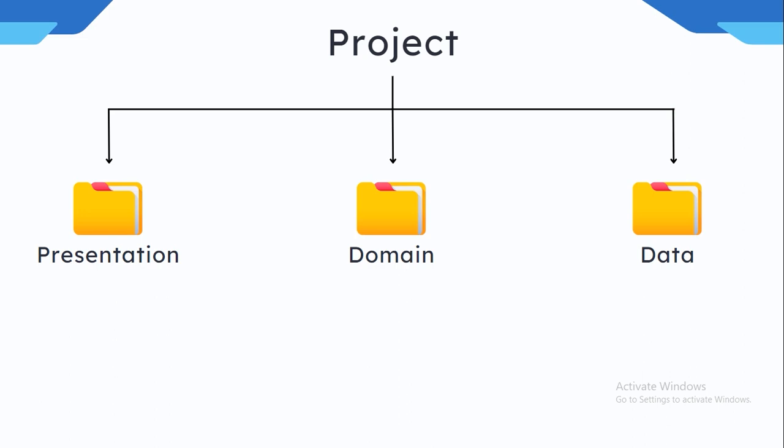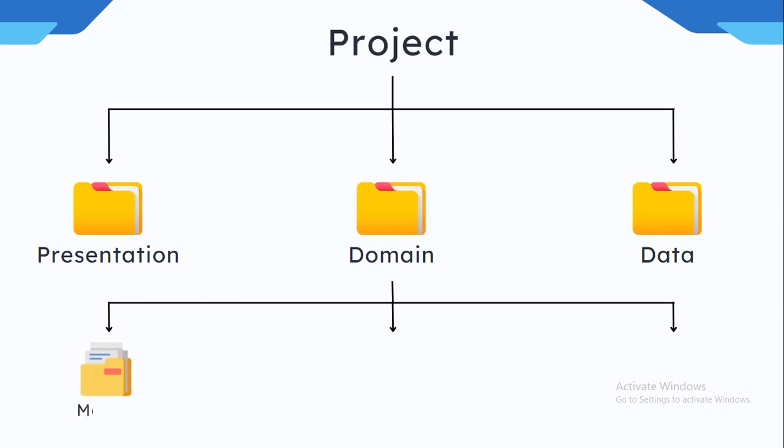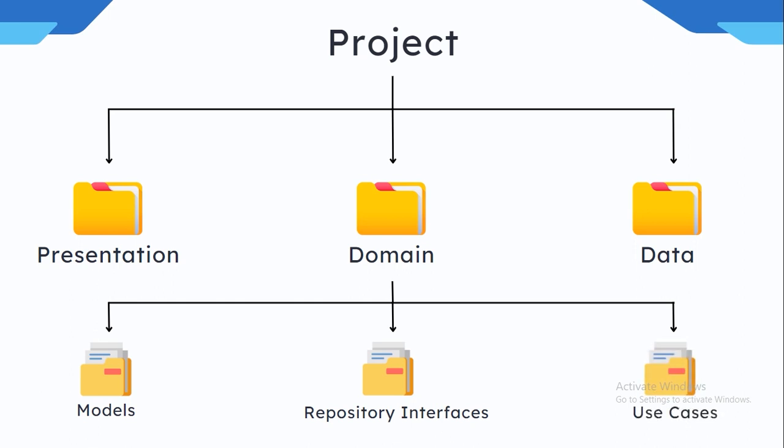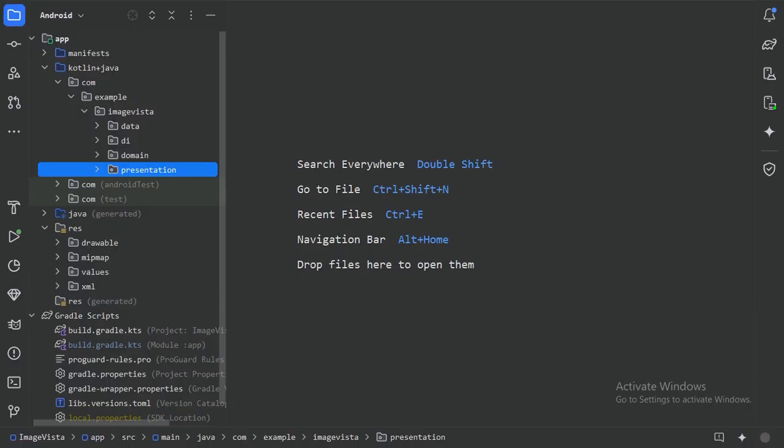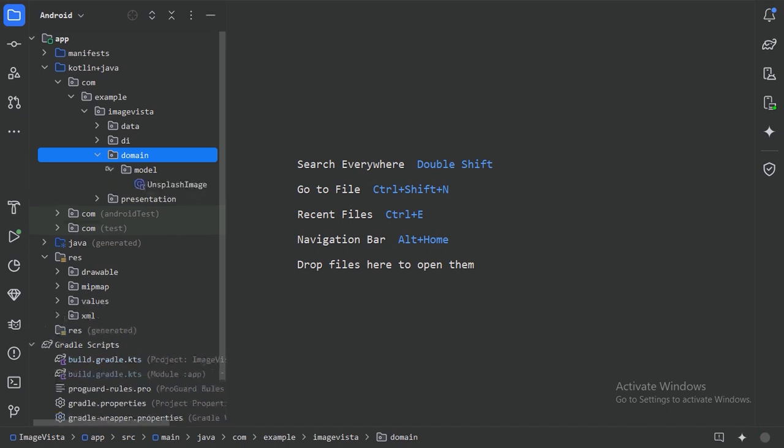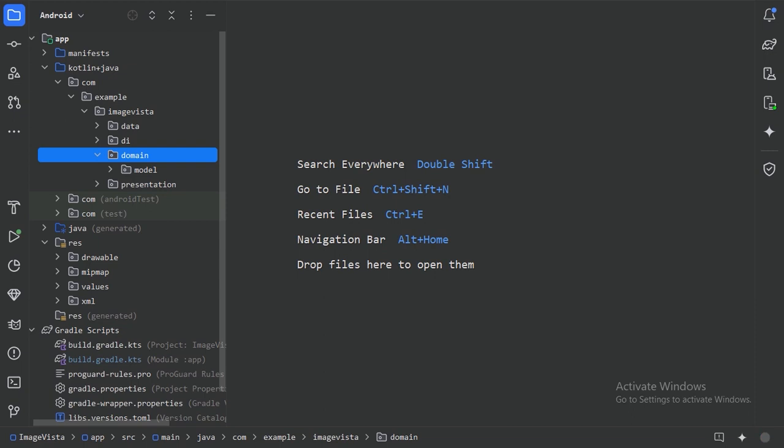Next, we have domain layer. It has components in the form of models where we keep the core data models that represent the business objects. Repository interfaces where we define the methods for accessing data, providing an abstraction between the domain layer and the data layer. Use cases where we encapsulate the business logic. In our application, we can see we have this domain package and here we have this model package. Here we are keeping our Unsplash image model. Next thing, we will also provide an interface of our repository.